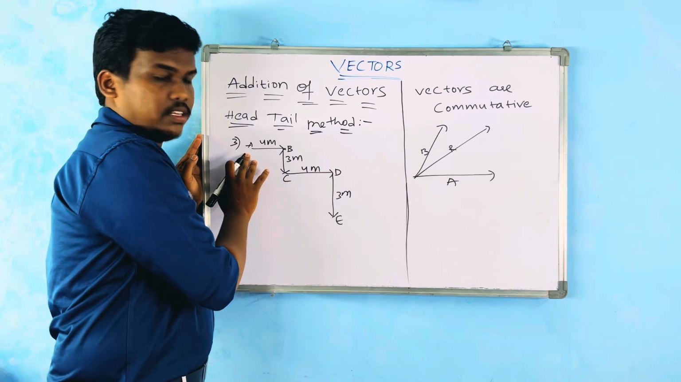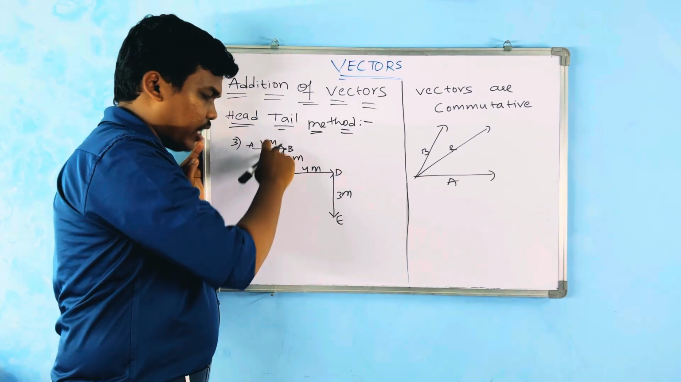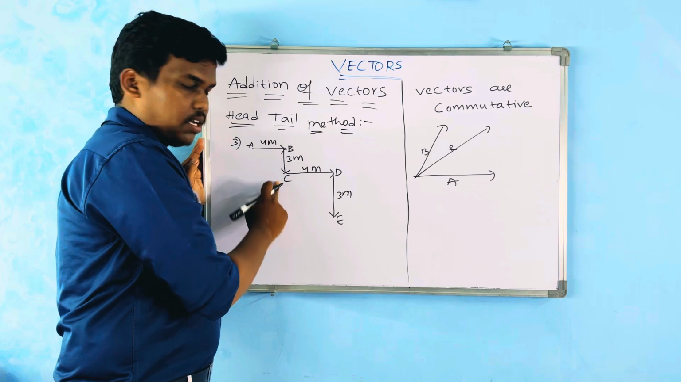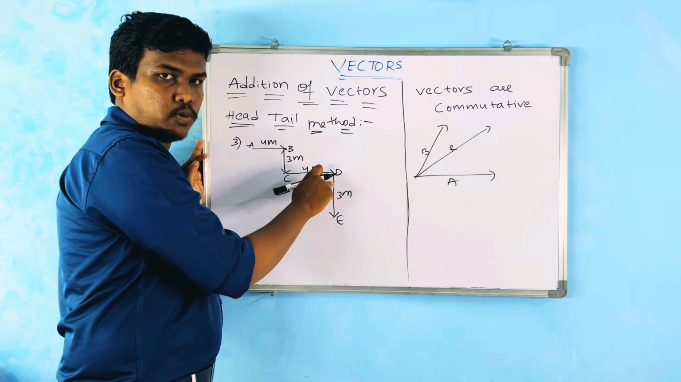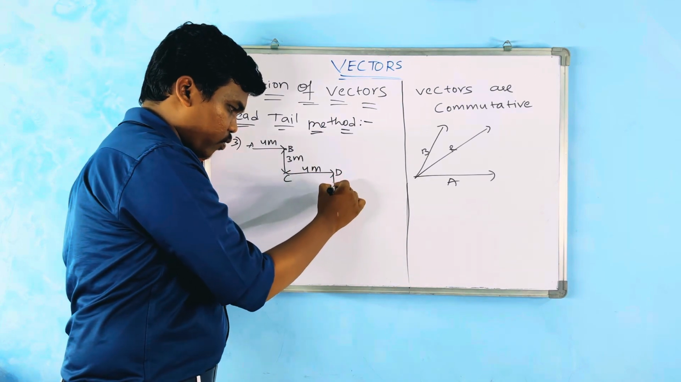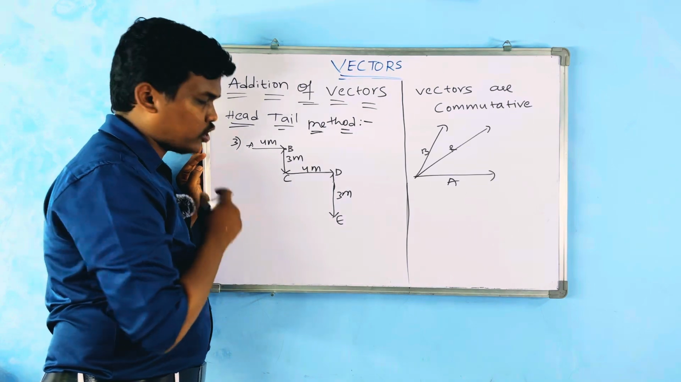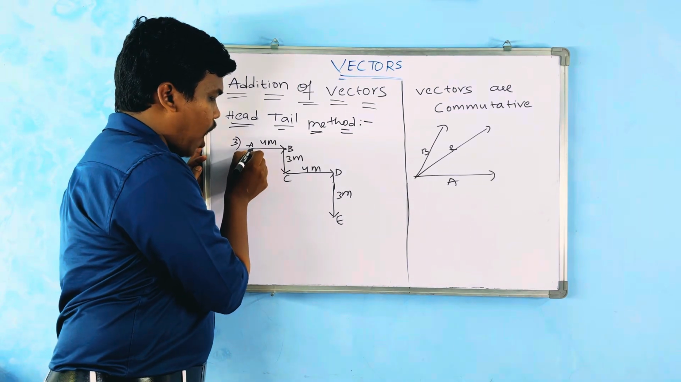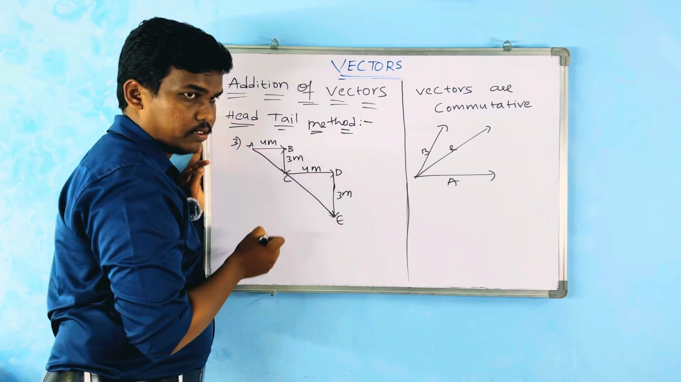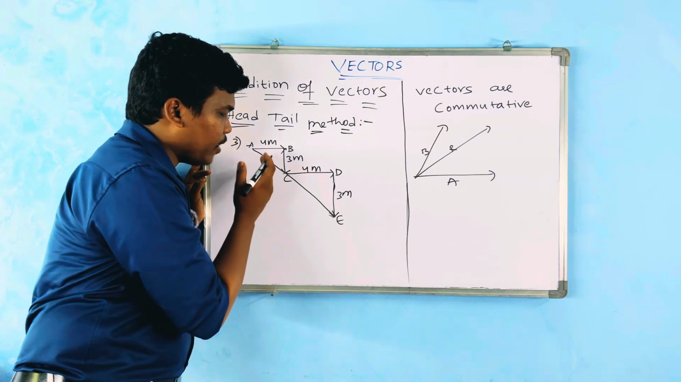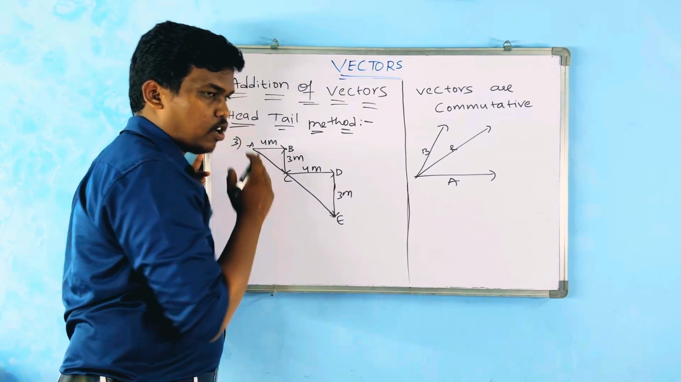A is the first point. The vector is traveling towards B, and from B it takes downward direction and it goes up to C, and it takes right side and it goes up to D, and it again takes downward direction up to E. The resultant, according to the rule, according to the definition, is obtained by joining first vector tail to last vector head. Now what will be the resultant of these 4 vectors?